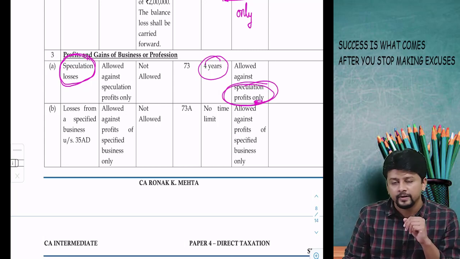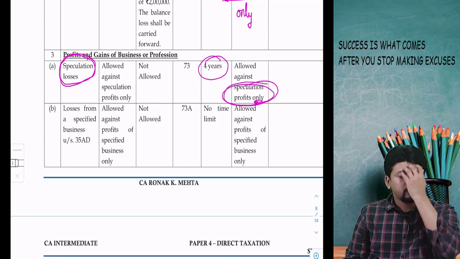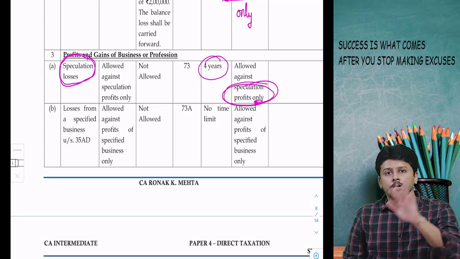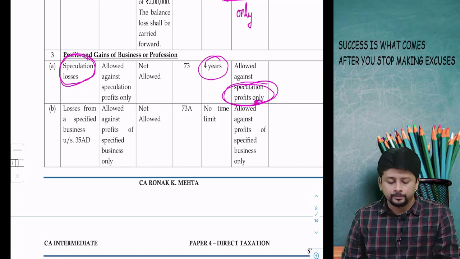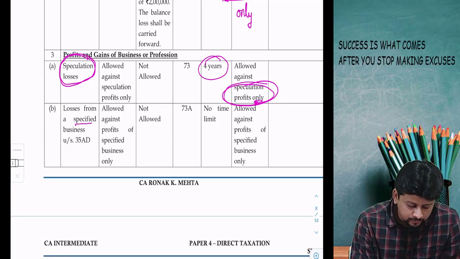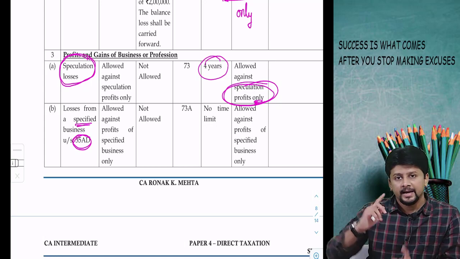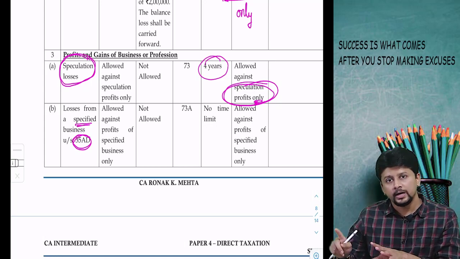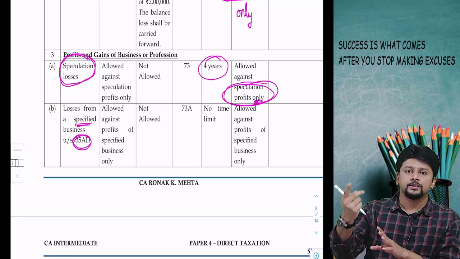This is something that we are aware of. This is the pattern that we follow for the current year also. This is the pattern that we will follow for brought forward speculation losses also. Loss from a specified business under 35 AD: I can set off that loss against specified business profits only. Cannot set it off against other heads of income.